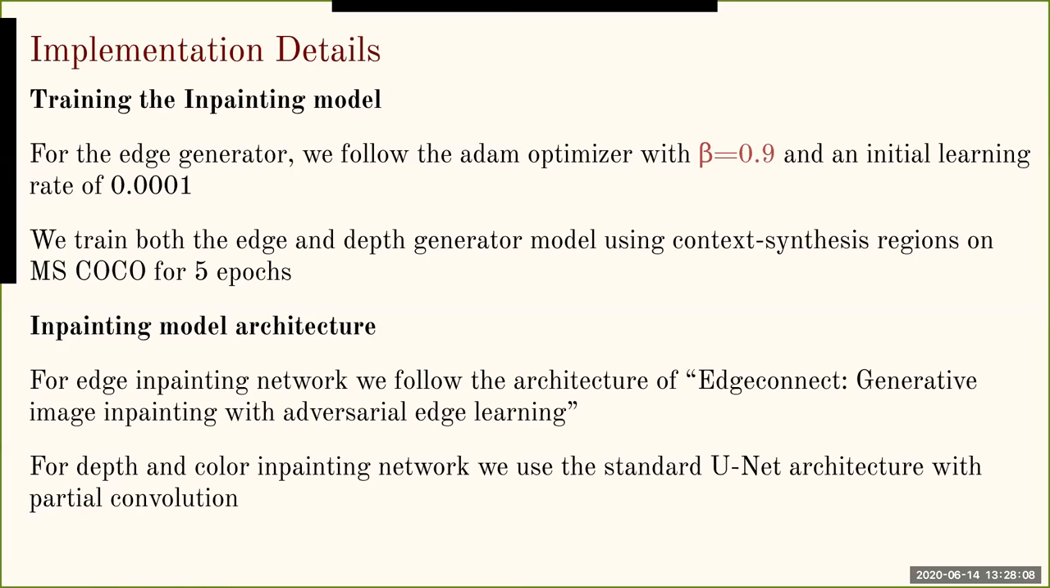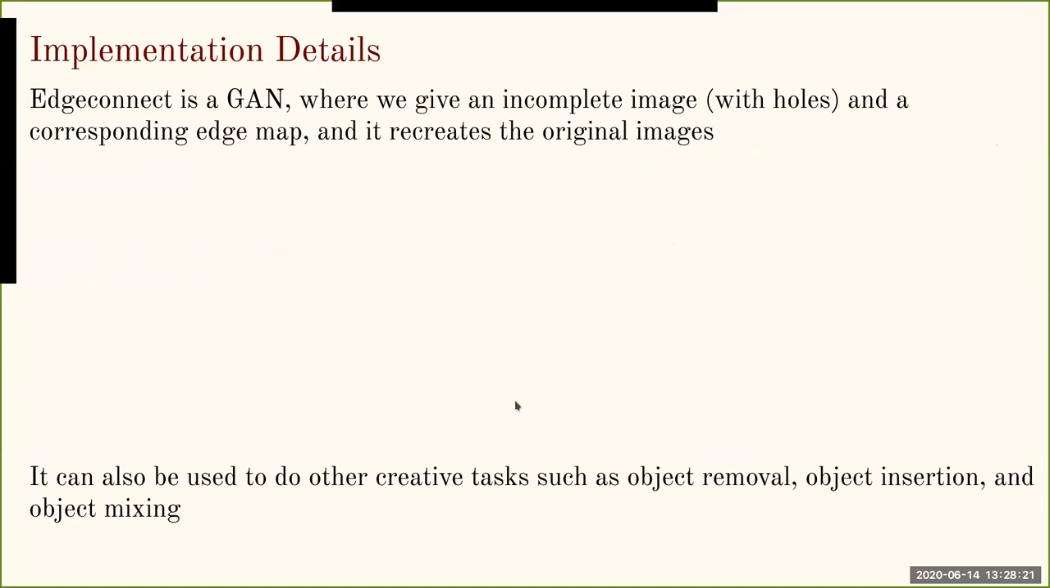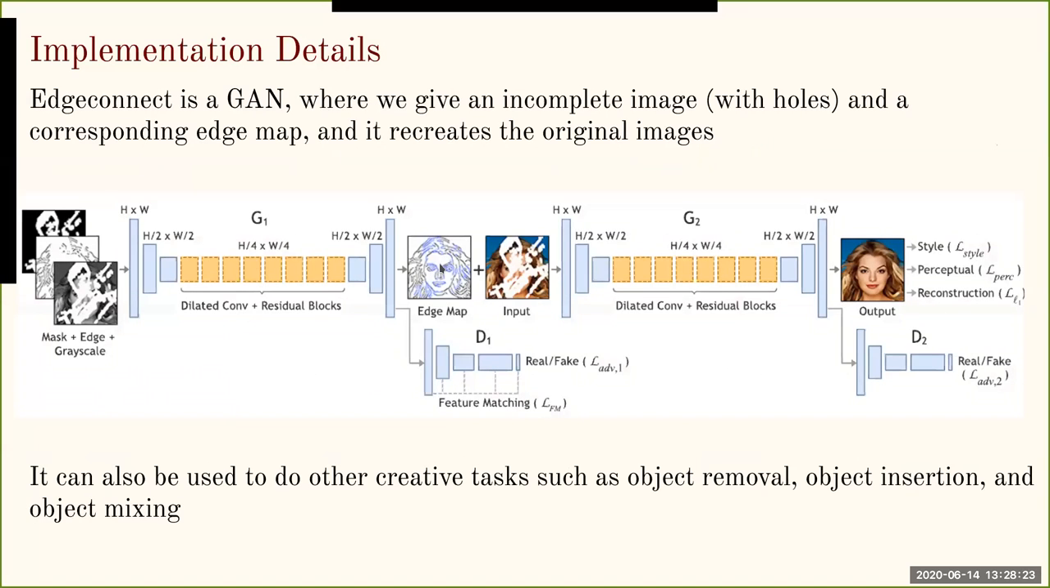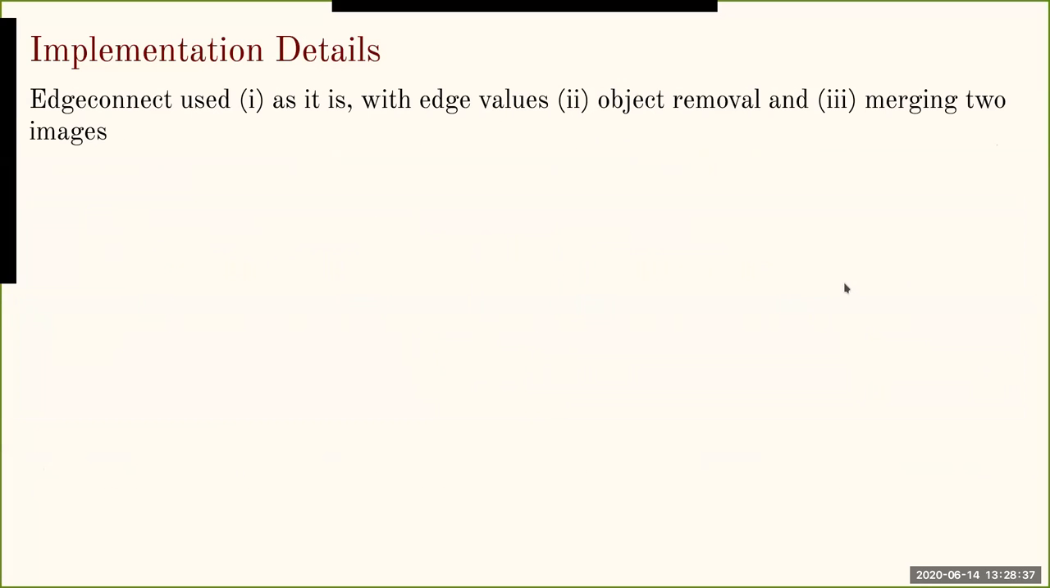For the inpainting model architecture, for the edge inpainting network, we follow the architecture of EdgeConnect. This is another method. So for edge inpainting, they're using EdgeConnect. This is a GAN method, and for color inpainting, they're using the U-Net architecture. This is EdgeConnect, the method I was talking about. This GAN can fill holes and do all sorts of creative stuff. They're approximating the edge map using this, and they are synthesizing and filling the holes.